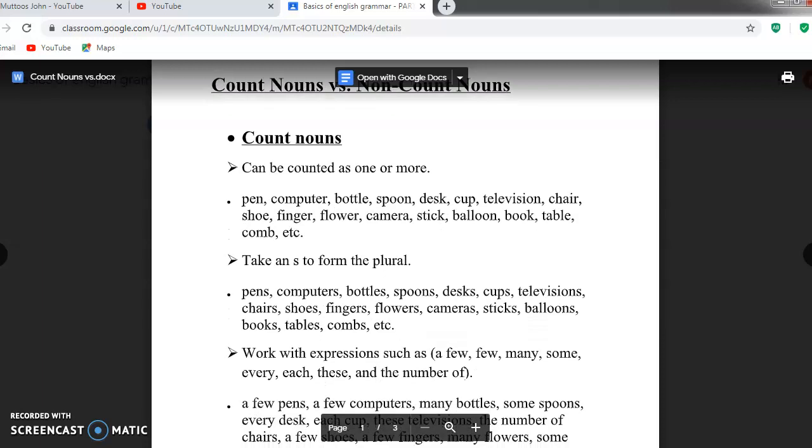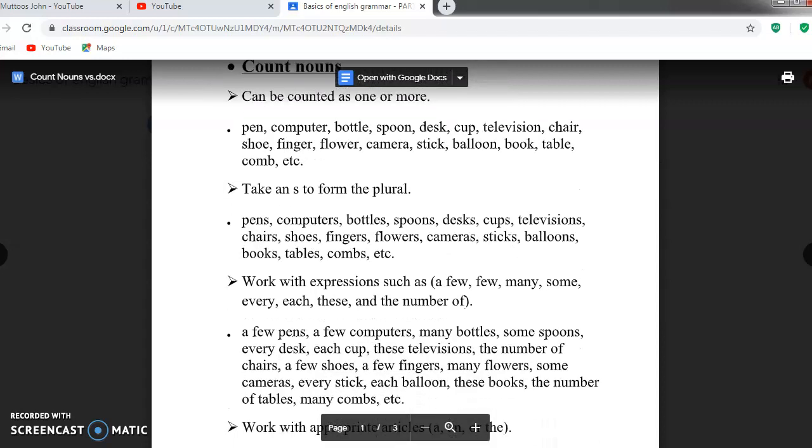You can take an S to form the plural. For pen, it's pens. Computer, it's computers. Bottle, it is bottles. Spoon, it is spoons.